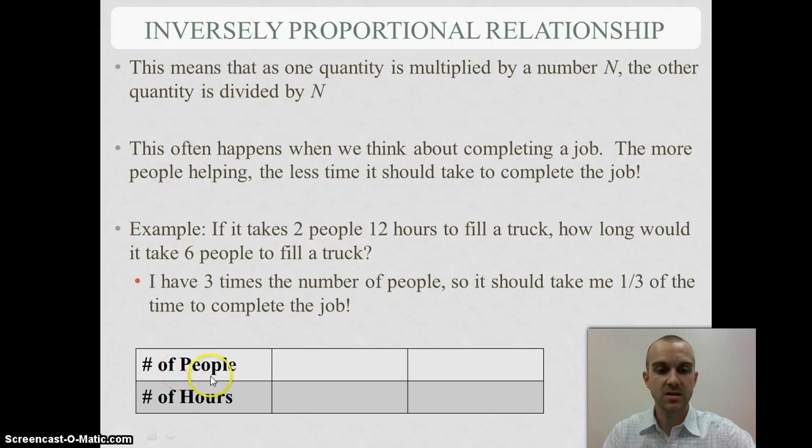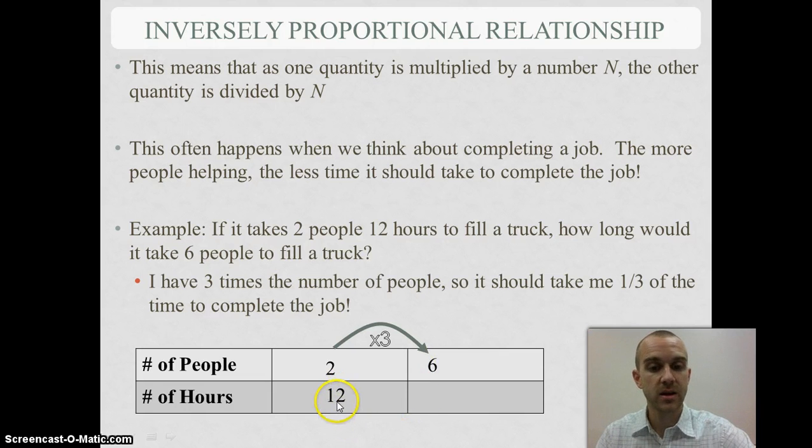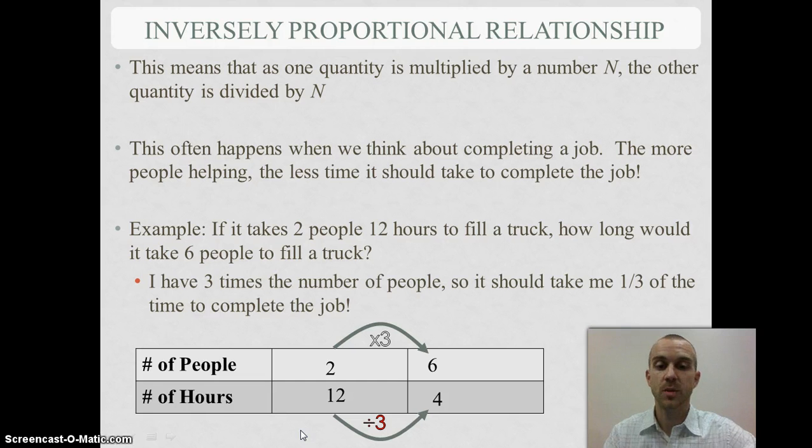So if I look at this in a table to help out, I have 2 people, it takes 12 hours. So if I take 6 people, in this case I'd be multiplying by 3. So the inverse relationship would tell me to divide 12 by 3, and I should be able to do it then in 4 hours. I triple my number of people working, so I cut my work time in a third.